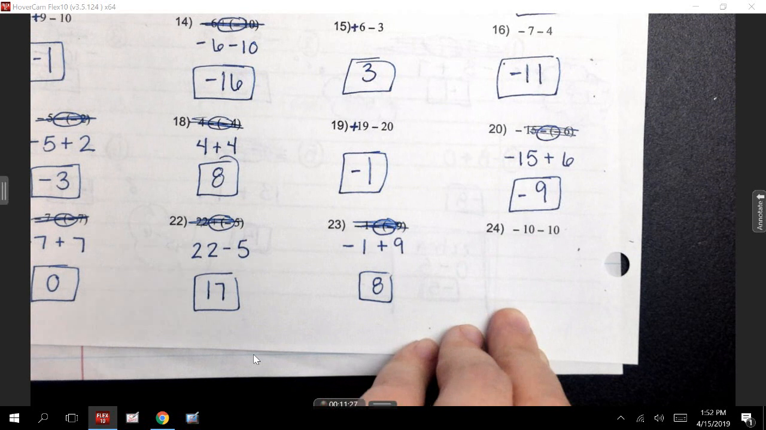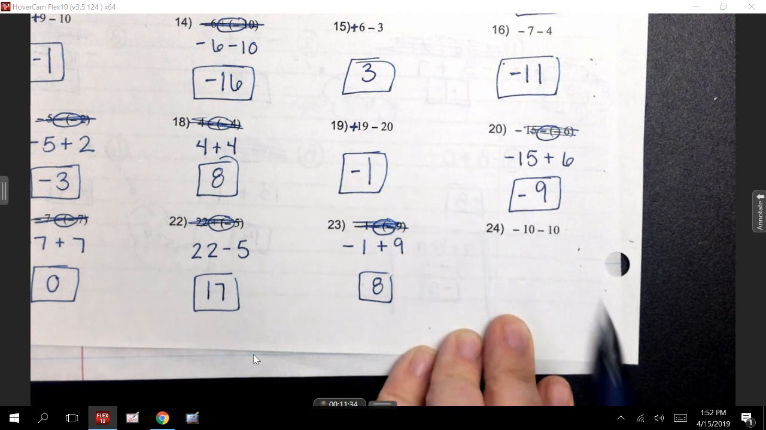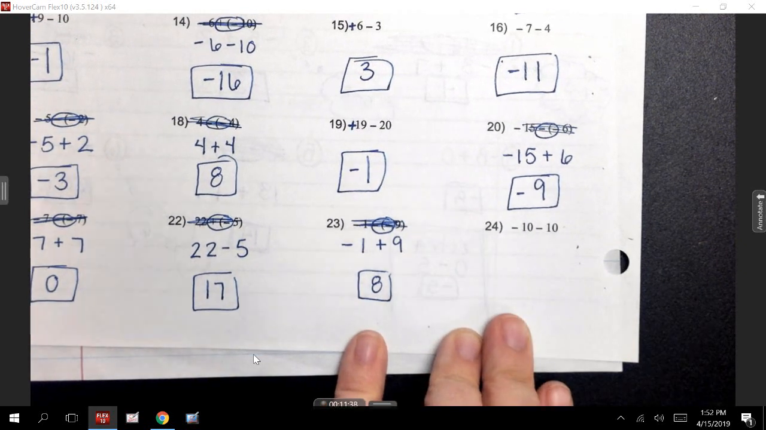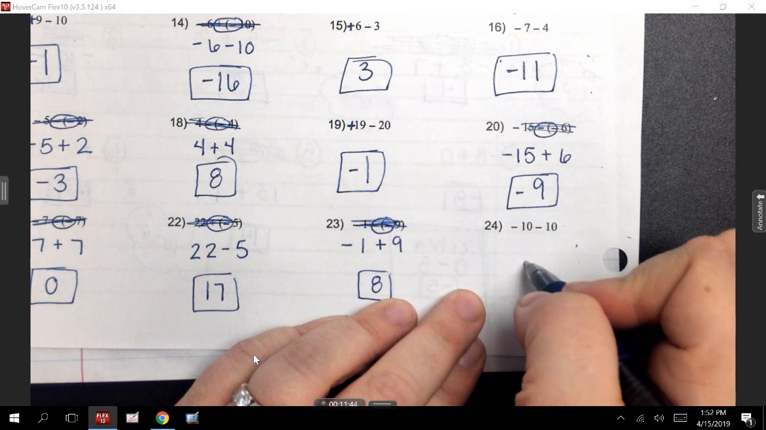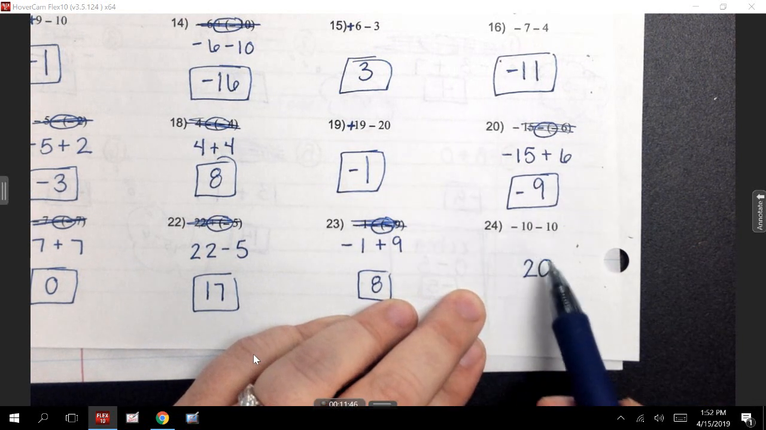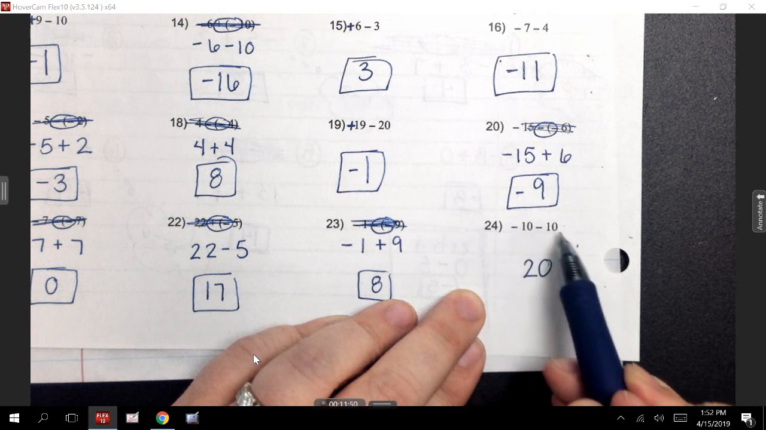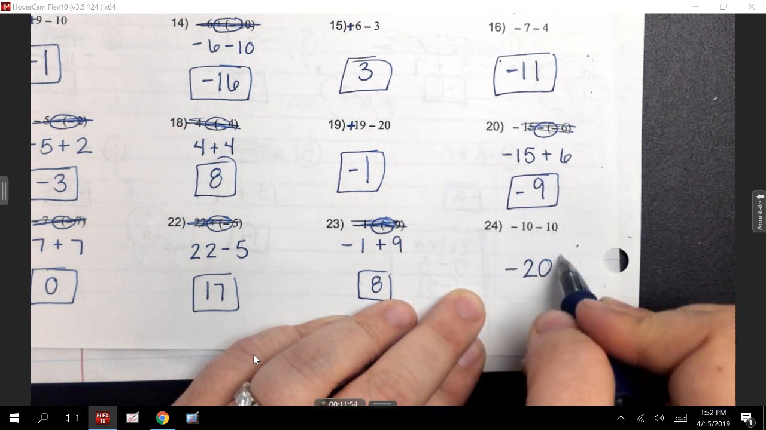Okay, well, let's talk about number 24. Chase, do those two numbers have the same sign or different signs? Same. Okay, so I have minus and minus. If they have the same sign, what do I have to do with my numbers? Add them. So 10 plus 10 is 20. Minus 20. If I say the first 10 is bigger, what sign does it have? Negative. And the second 10? Negative. So my answer is negative.